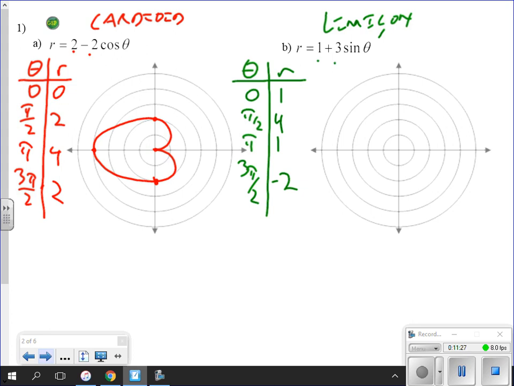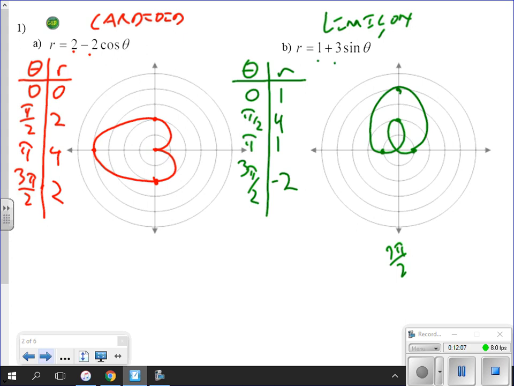Plot the points. 0, 1. Pi over 2, 4. Pi, 1. And then 3 pi over 2, negative 2 is up here. Remember, 3 pi over 2 is the angle down, but what direction are we going? We're going in the negative direction, so it's going to go up instead of down. And then I start here. I go up through there, down through here, loop through that one, and come back down.